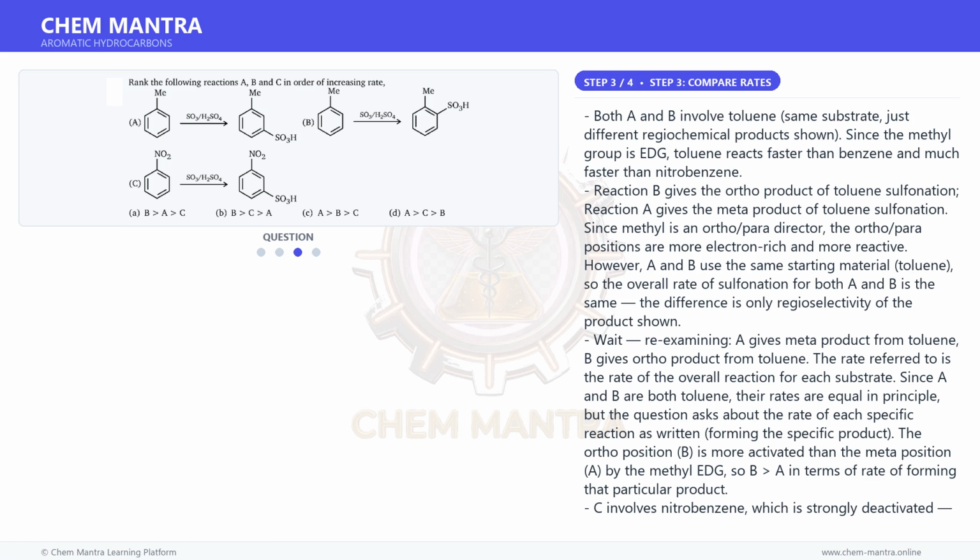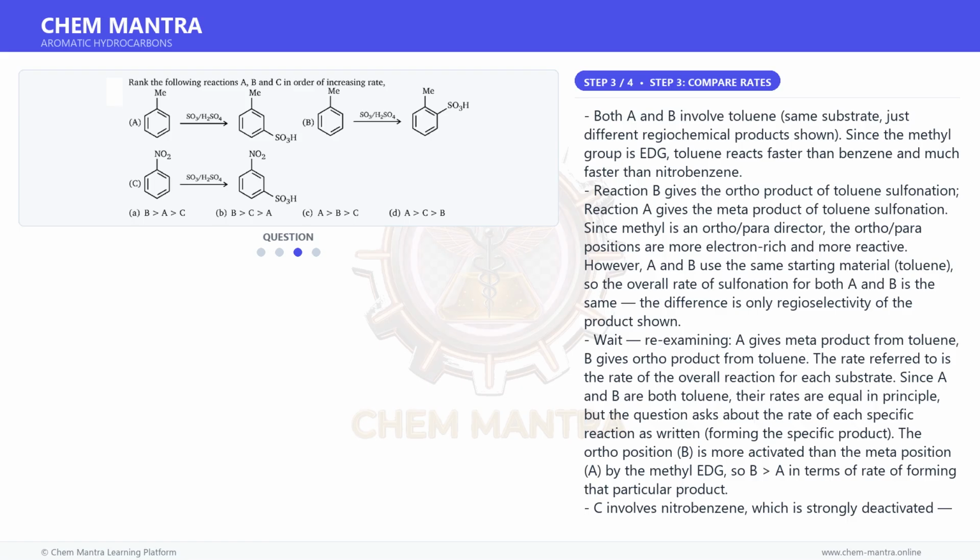However, A and B use the same starting material, toluene, so the overall rate of sulfonation for both A and B is the same. The difference is only regioselectivity of the product shown. Re-examining, A gives meta product from toluene, B gives ortho product from toluene. The rate referred to is the rate of the overall reaction for each substrate.